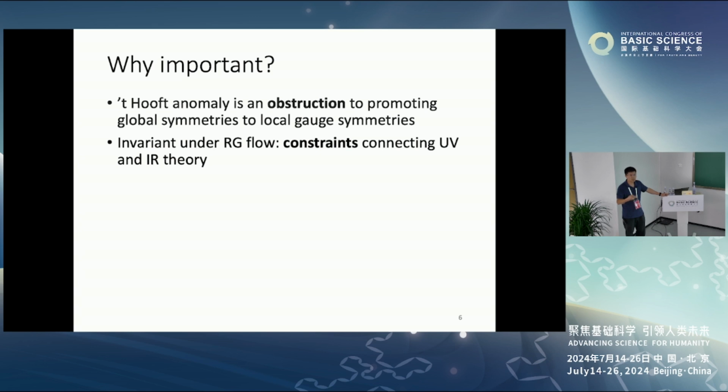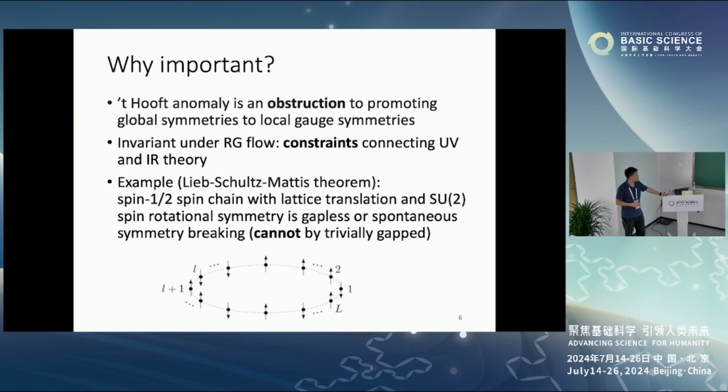If we construct some state that is discretized, therefore, there is some rigidity there, then it's invariant under RG flow. So it constrains some quantum field from the UV to the IR. For example, a famous example is the Lieb-Schultz-Mattis theorem in condensed matter. Well, it states like that.